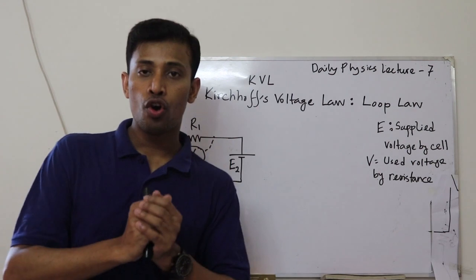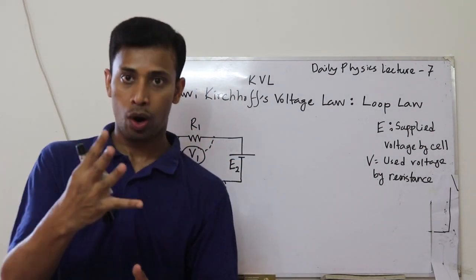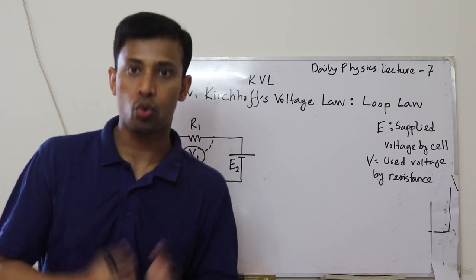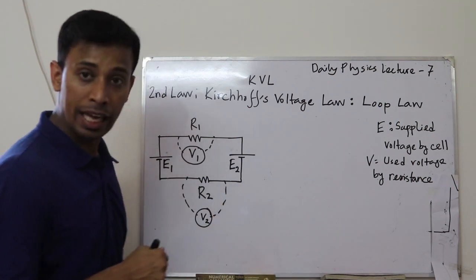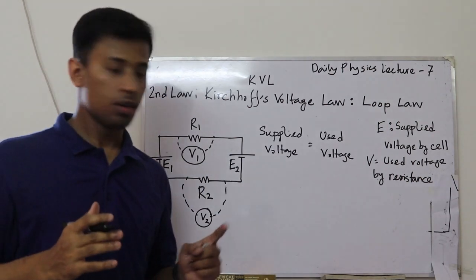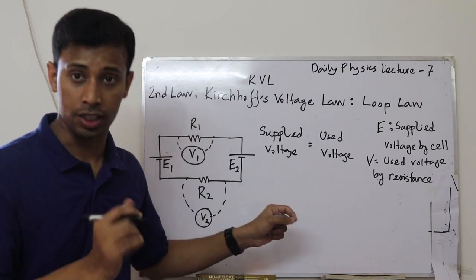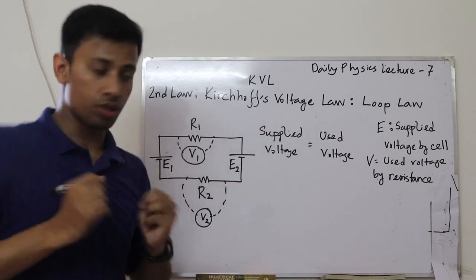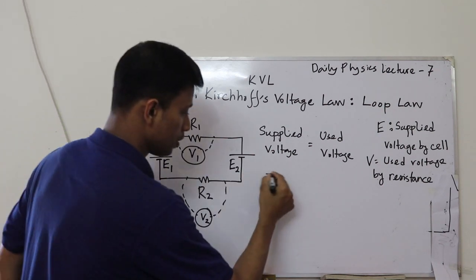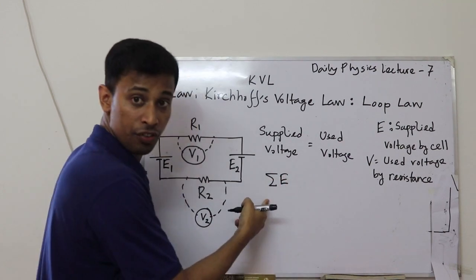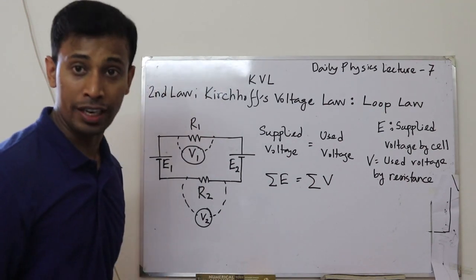So if we go for conservation of voltage, obviously in our world everything remains conserved. So why not voltage? If we go for the conservation, then we can say that supplied voltage equals used voltage. Supplied, used. So what is the supplied voltage? EMFs. So summation of E, total supplied, equals summation of V, total used.